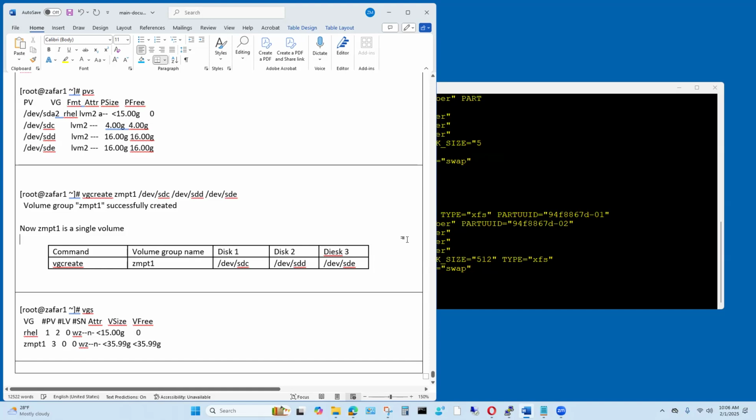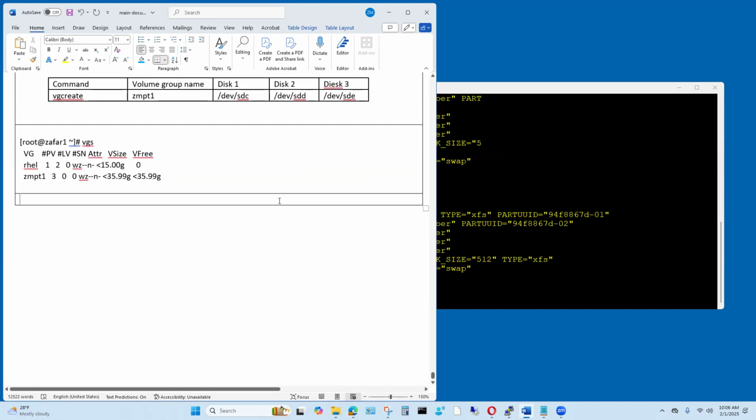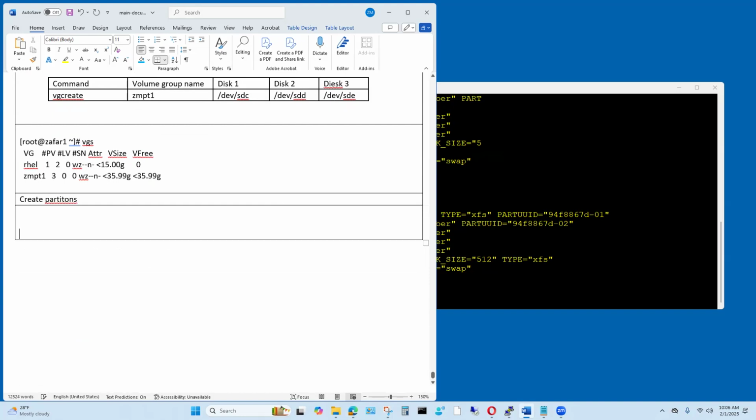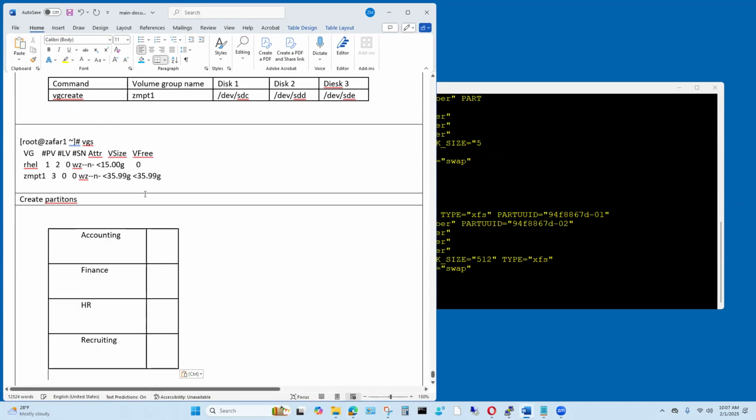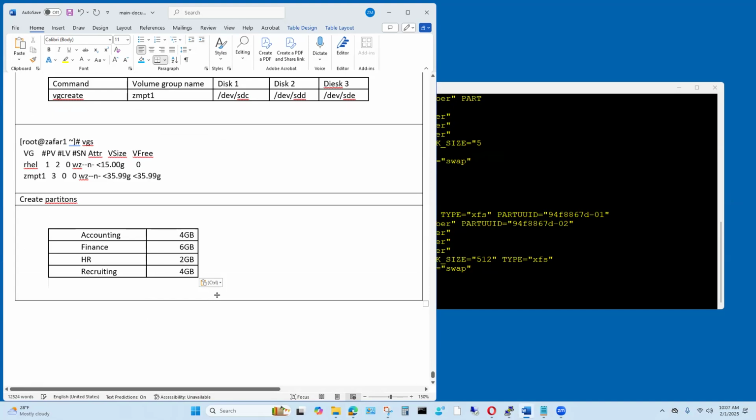So now what we're gonna do is create partitions. All of a sudden, we are building this server from scratch, and we have a requirement to make some partitions here. The requirement came from the business group, and this is what they want here. For accounting, they want 4 GB. Finance is like this, and this, and this. So they are all part of the same organization.